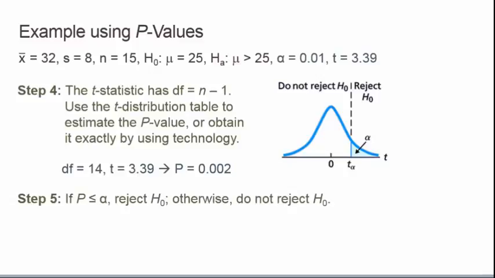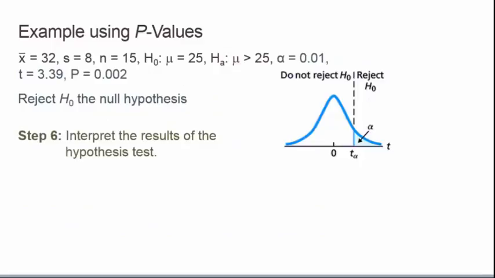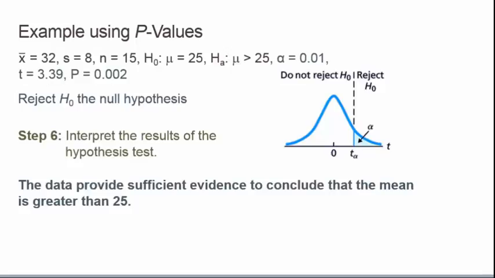Step 5. If P is less than or equal to alpha, reject H sub 0. Otherwise, do not reject H sub 0. 0.002 is less than 0.01. That means that the p-value is less than 0.01. Reject H sub 0, the null hypothesis. Step 6. Interpret the results of the hypothesis test. The data provide sufficient evidence to conclude that the mean is greater than 25.